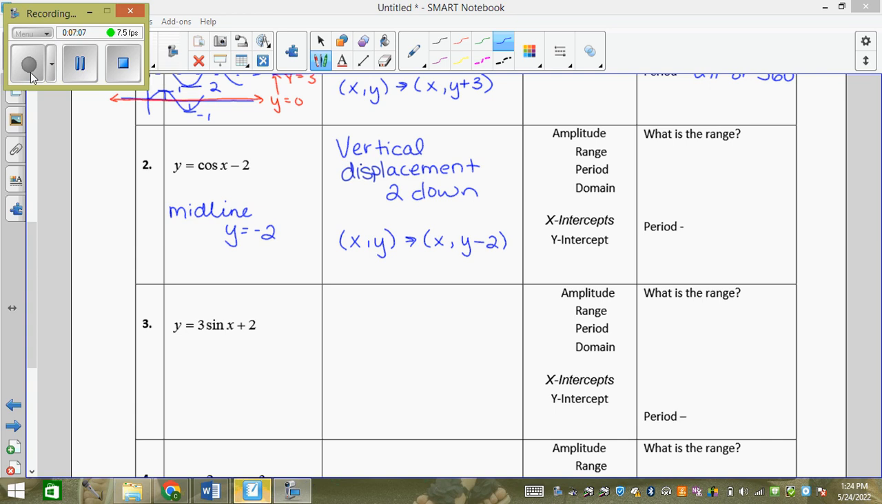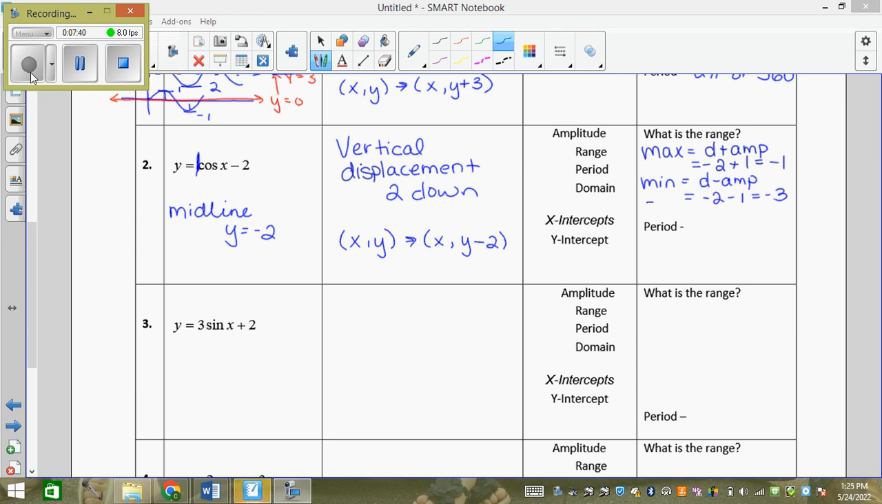Now your range, your maximum, is your d plus your amplitude. My d is negative 2. My amplitude is my vertical stretch, which is just a 1. So this one's going to max out at negative 1. So that's the highest it goes. So this entire graph is actually below the x-axis, right? And then your minimum is d minus amplitude, which is negative 2 minus 1, which is negative 3.